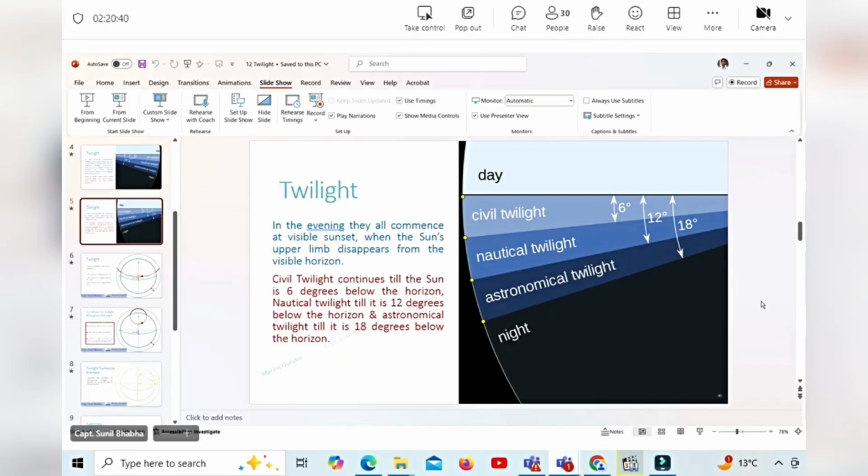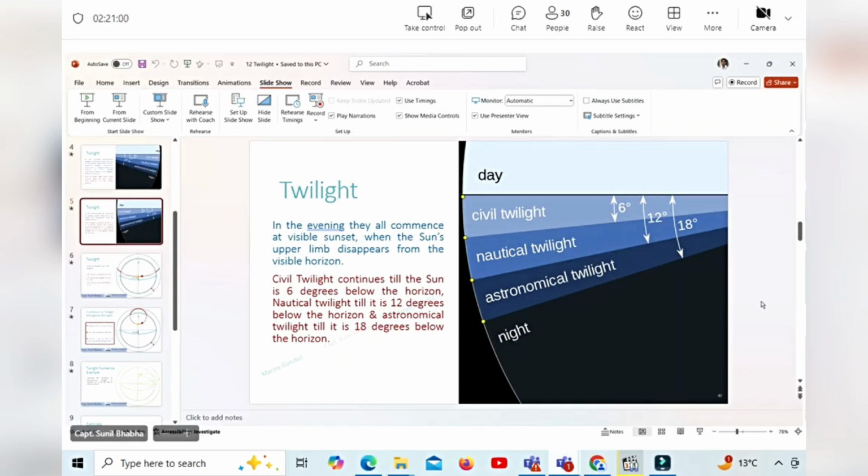Okay, sir. And after that, the time given is the nautical. That is the ending of the nautical twilight. End time is given, so commencement will be just before that column. Commencement will be sunset. Right. Okay, sir.